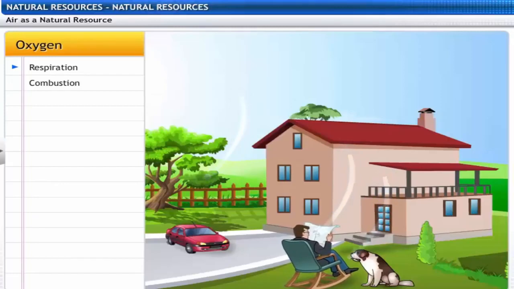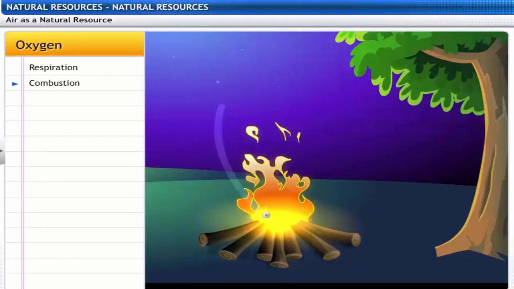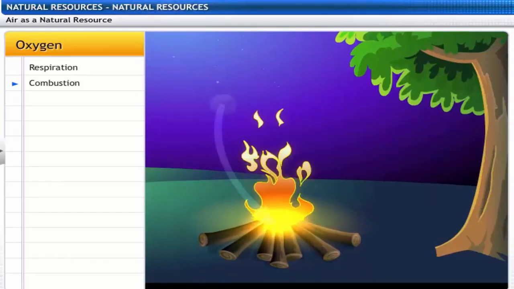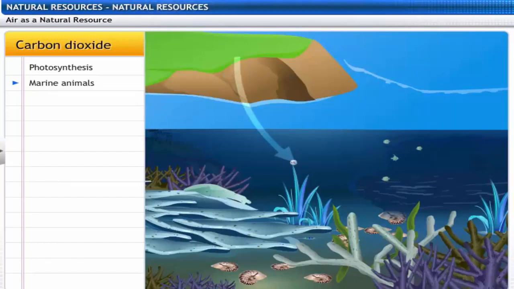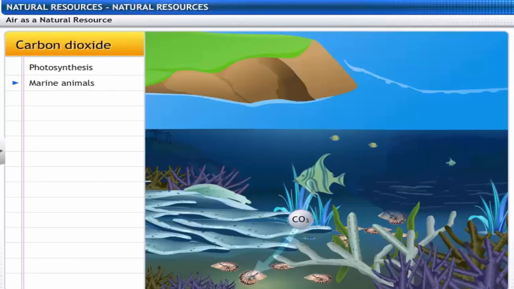Plants and animals use oxygen for respiration. Combustion of fossil fuels also requires oxygen. The other important atmospheric gas, carbon dioxide, is mainly used by green plants for photosynthesis to prepare food. Marine animals absorb atmospheric carbon dioxide and form carbonic acid. These carbonate ions are used by marine animals to make shells.